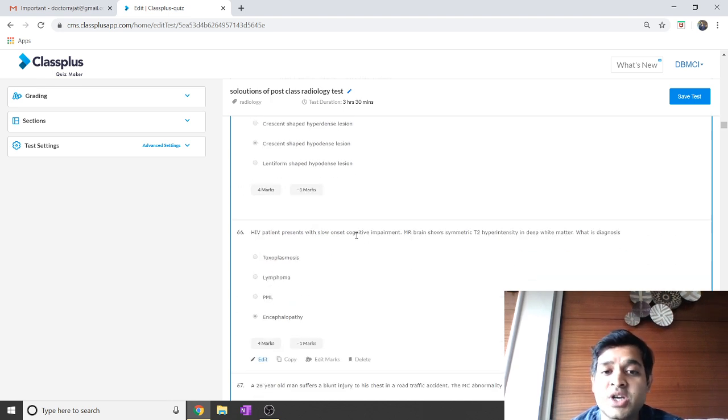Now, in HIV patient, if it has slow onset cognitive impairment, as you see deep white matter involvement, you are dealing with a case of encephalopathy, unlike PML, in which you see focal deficit and you see asymmetric subcortical white matter involvement.